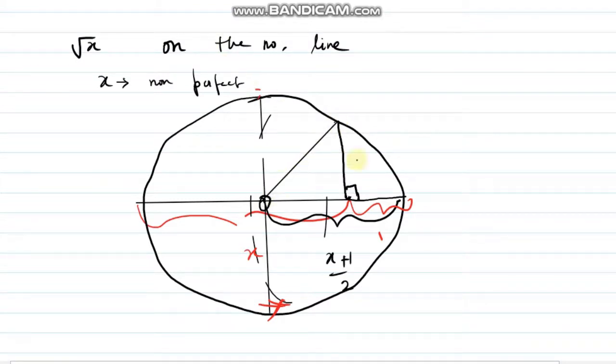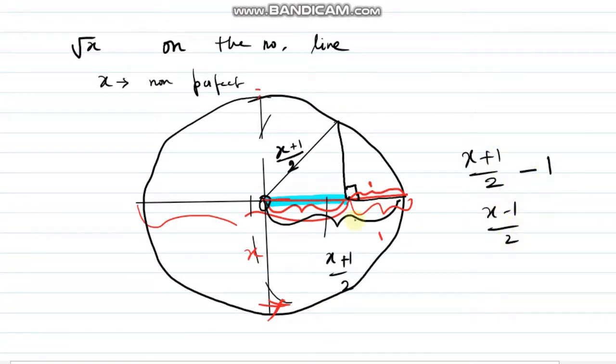What is the radius of the circle? As we know, the radius of the circle is x plus 1 by 2. So the length of this side is x plus 1 by 2. What will be the length of this portion? That is 1. So the length of this one will be x plus 1 by 2 minus 1. If you calculate, you will get x minus 1 by 2.